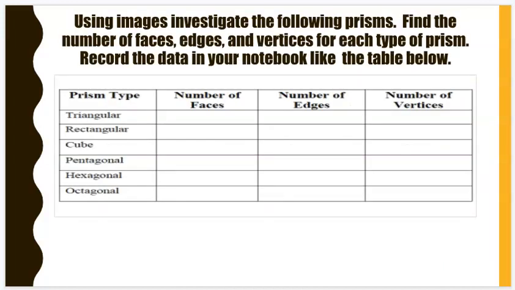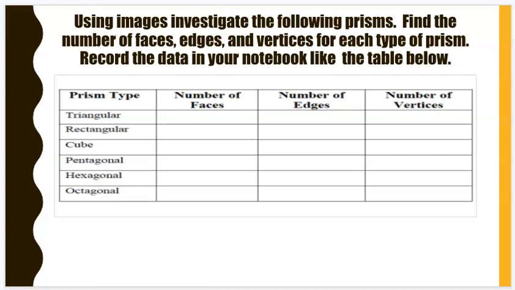Use the images above on the previous page and see if you can fill in this table, recording the number of faces, edges, and vertices for each type of prism. So for a triangular prism, how many faces are there? How many edges and how many vertices are there?